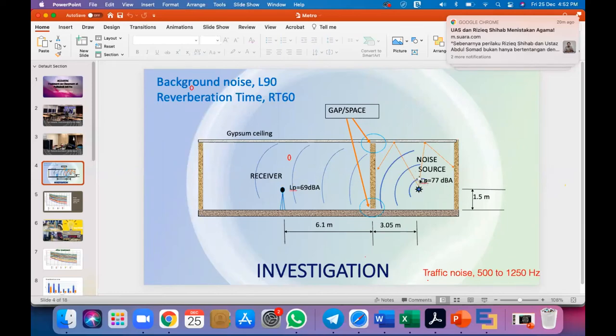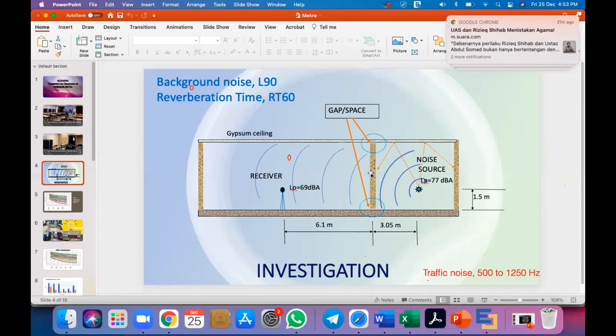Okay, this is the first classroom and this is the second classroom. When we did the investigation, the noise source from the first room propagated to the ceiling, and then to the wall, and some of it penetrated through this gap on the partition here. The classrooms are separated by the board.